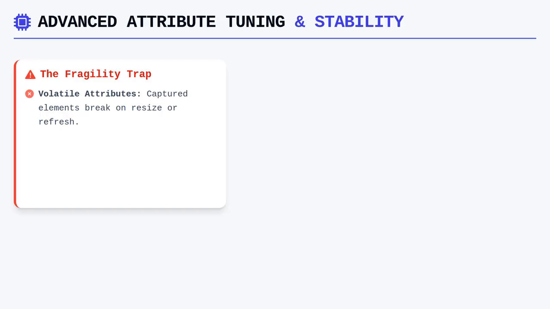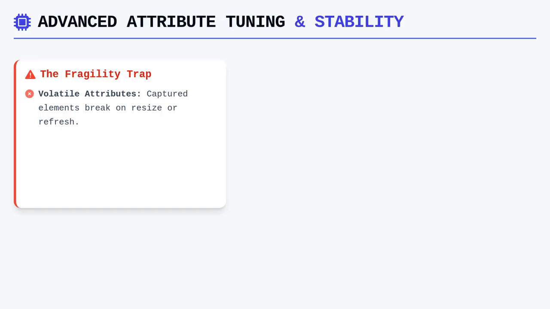When we interact with complex enterprise applications, the interface is rarely as static as we might wish. Automation developers often find that perfectly captured elements stop working as soon as a window is resized, a tab is refreshed, or the underlying application updates its session parameters.